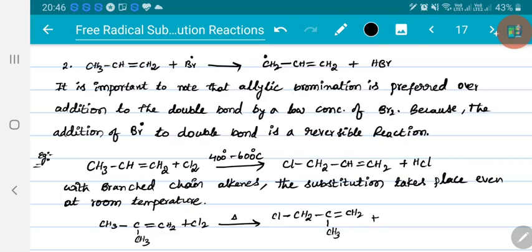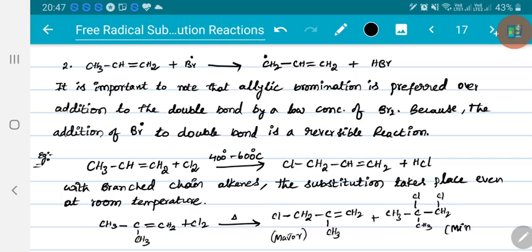Already we discussed that allylic substitution is preferred compared to addition. So if it undergoes an addition reaction, this double bond will break down to form a radical. Chlorine converts into chlorine radicals, one chlorine radical attacks here, another chlorine radical attacks here, leading to formation of the dichloro product. So this is the addition product. This is the substitution product. So substitution product is major when compared to addition product. Already we discussed the reason for it.